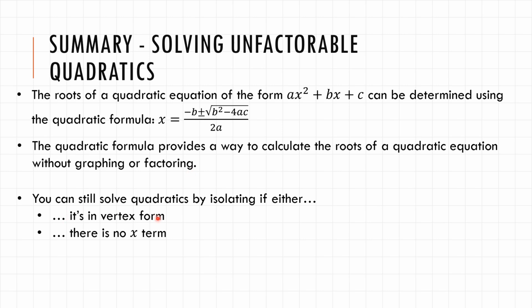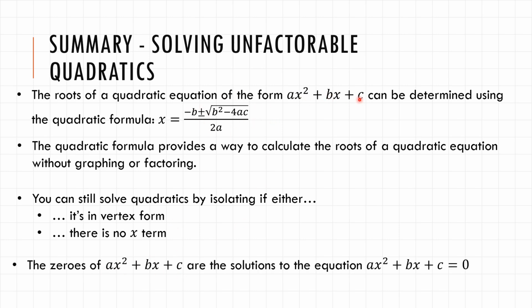It needs to either be in vertex form, or there shouldn't be any x term. So it should just be ax squared plus c. But this is rarely the case. So if this is the case, then certainly you can try isolating, but if not, the quadratic formula will always do you well. The zeros of this ax squared plus bx plus c equals 0 will be the solutions when that actually equals 0. So the first thing you should always do is move over all of the terms until you have an expression equaling 0, and then you can just take a, b, and c, throw them into the quadratic formula, and that will give you the solutions.